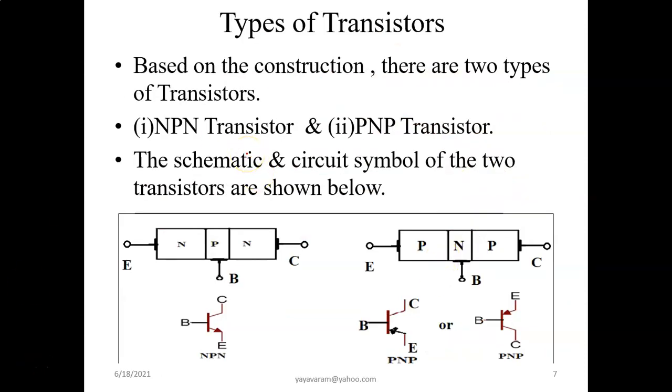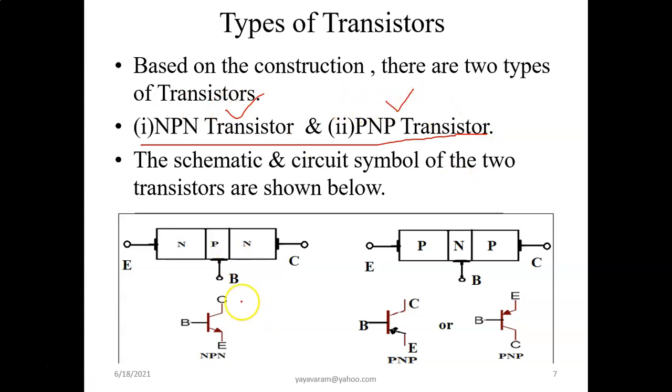Now, based on the construction, as I've already told you in the earlier slides, when I want to fabricate or construct a transistor, how do we do this? I take a PN junction, add one more N, then it becomes NPN. I take one PN junction, add one P, it becomes PNP. So according to the names, there are two types of transistors. Very important: one is the NPN transistor, the other is the PNP transistor.